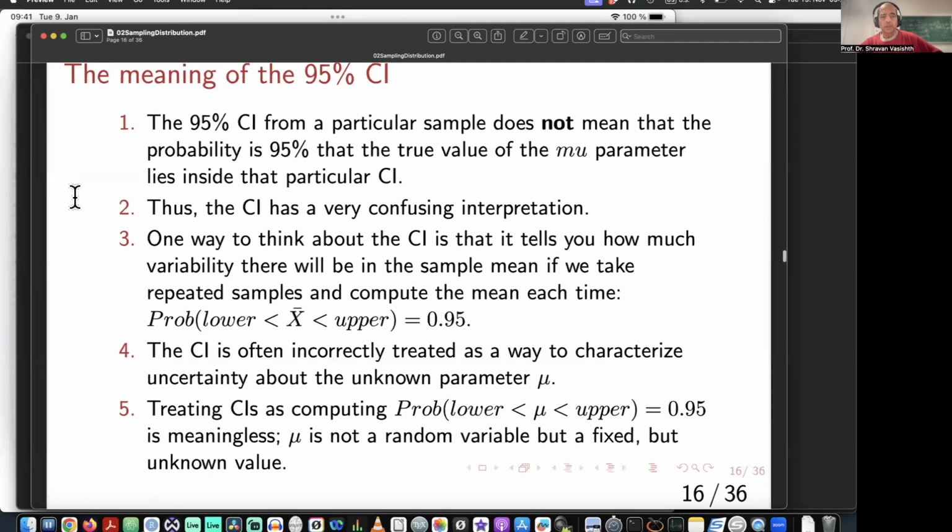So what's strange about this, right? This is a very strange thing to talk about because the 95% confidence interval that we compute from a particular sample is not telling us that the true value of the mu parameter lies within that particular confidence interval with probability 95%. That's not what it's telling us, right? And I mean, that's what we would want it to tell us actually. Intuitively, as human beings, what we would want to know is something like this, okay?